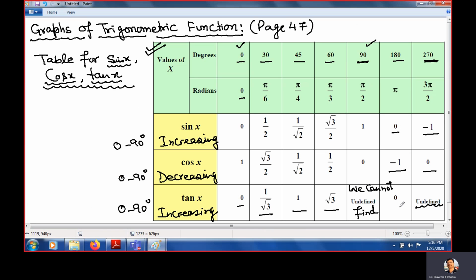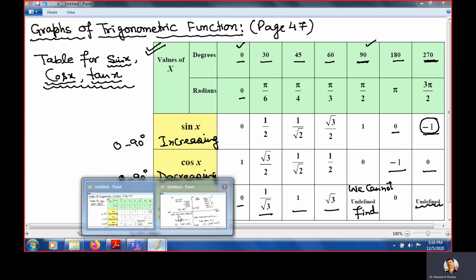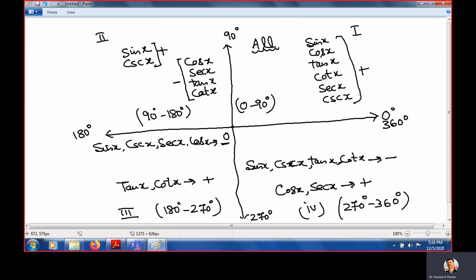Look, is there any negative here? Yes, this value is negative. And this is what? Sine. Sine is negative at 270 degrees. 270 degrees means it should be negative. 270 degrees is here. Clear? Look, sine is negative here, sine is negative here. So at 270 it is negative. Okay, so this is about the tables.